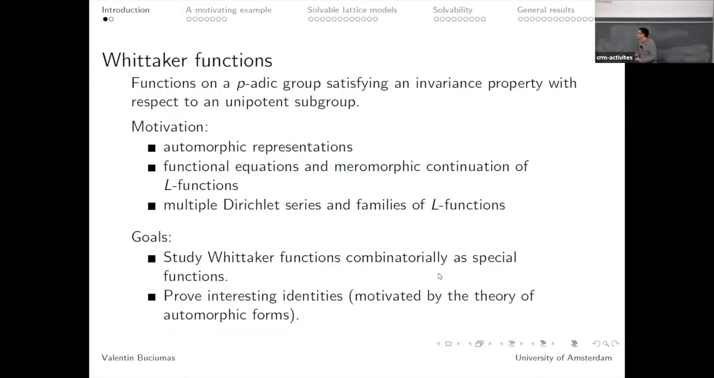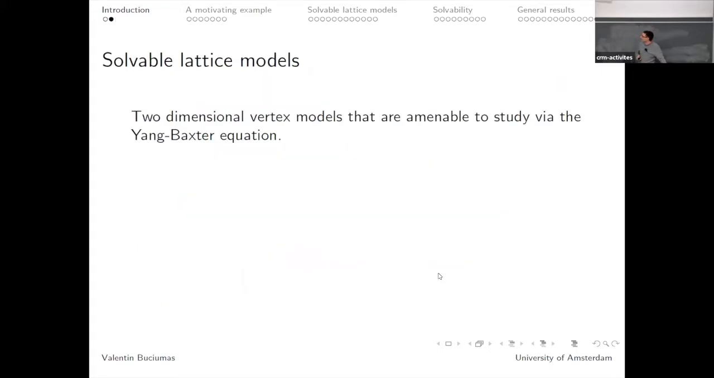So the goals for today are to study these Whittaker functions combinatorially and to prove some interesting identities about them. The main tool that I will use today is the tool of solvable lattice models. Now, solvable lattice models are a different field. And what do I mean by solvable lattice models? I will always mean in this talk two-dimensional vertex models that can be studied using solutions of the Yang-Baxter equation.